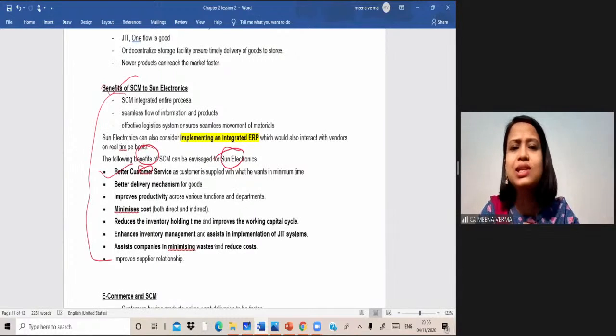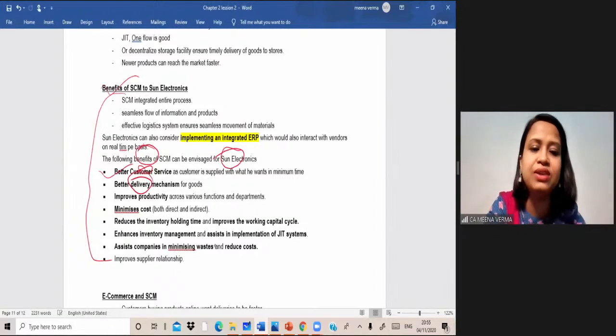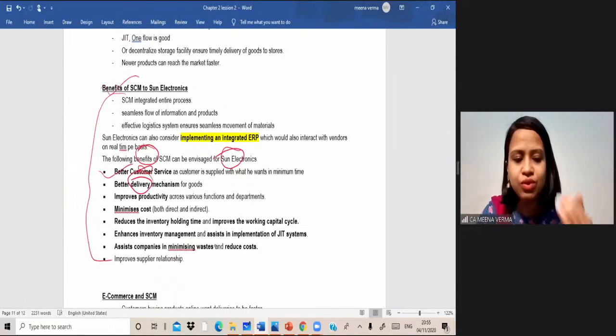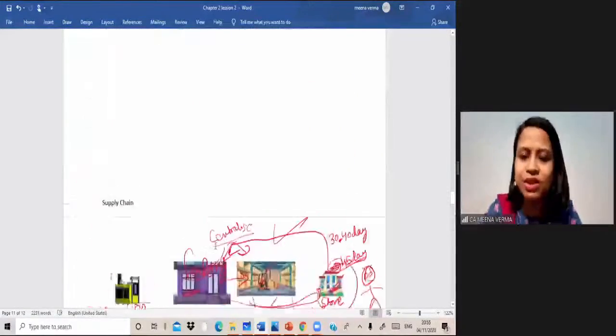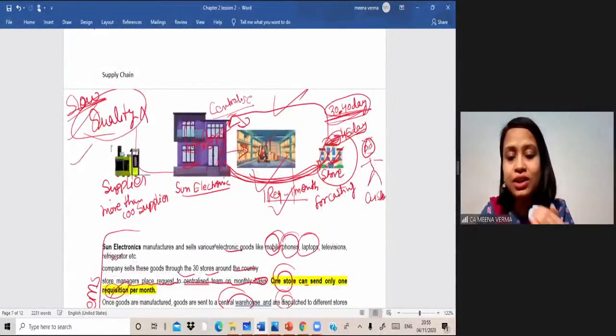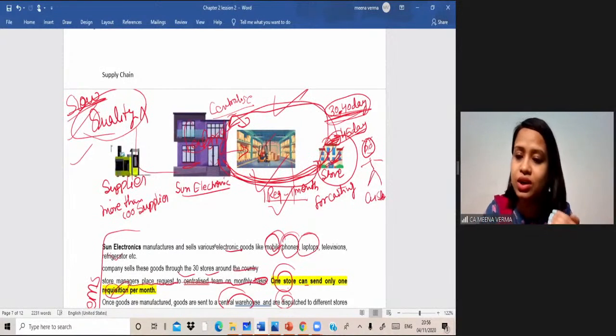If you manage the entire supply chain, you will achieve a better delivery mechanism. For example, you can see here that demand and delivery take 30 to 40 days. You are placing the demand and receiving the delivery in 30 to 40 days.